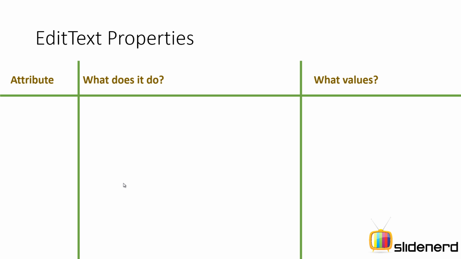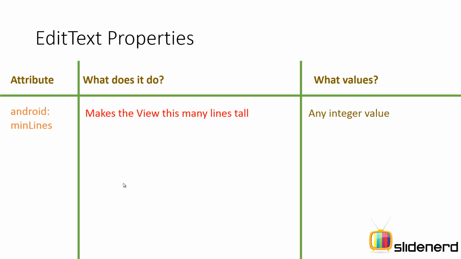So here what I have is Android min lines. This is the first attribute that I want to talk about. Nothing great about this, it simply makes the edit text that many lines tall as the value you specify. Now I'm gonna show you in Android Studio how this attribute works, but for now remember this: if you say Android min lines equals to 3, your edit text is going to be 3 lines tall.